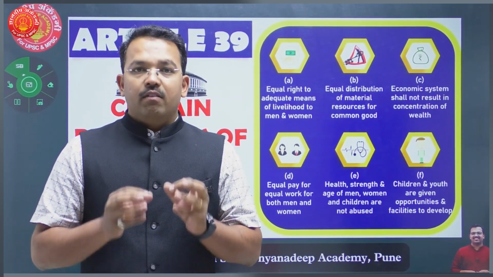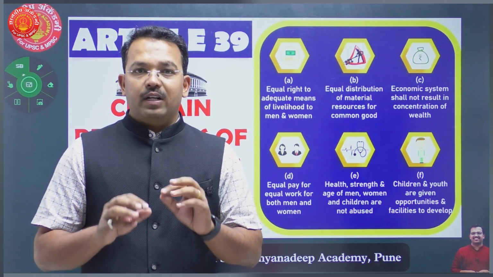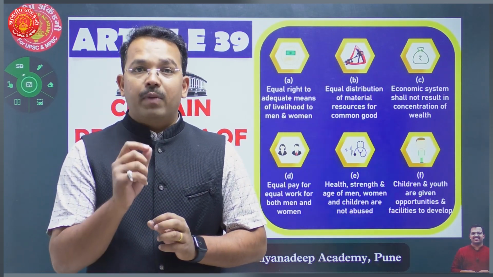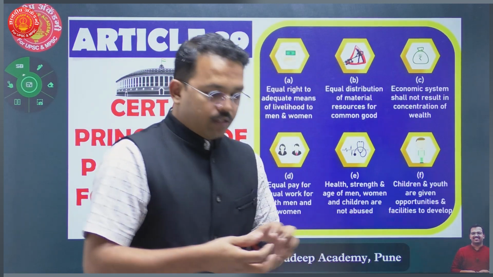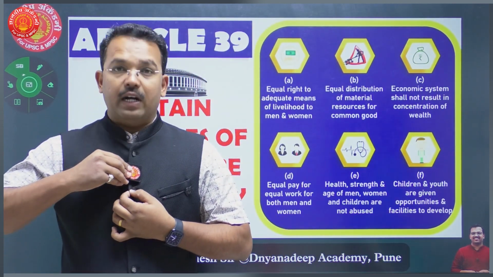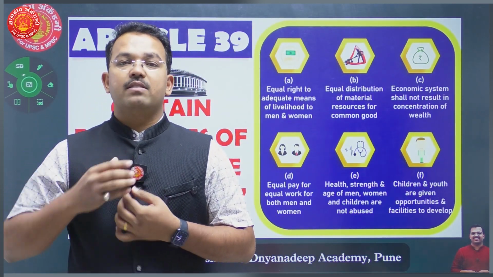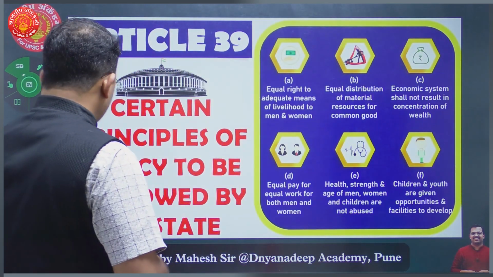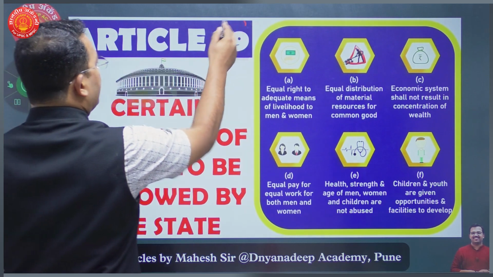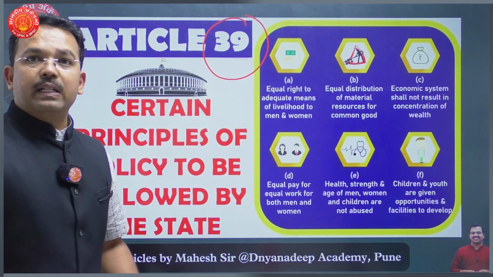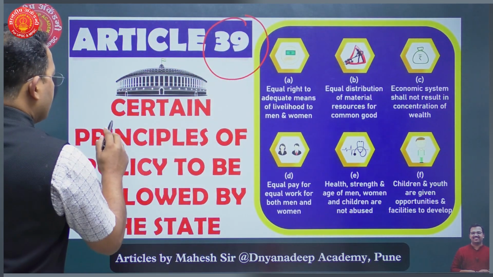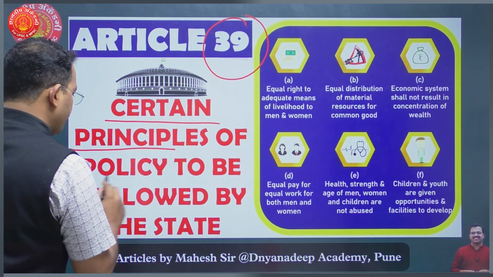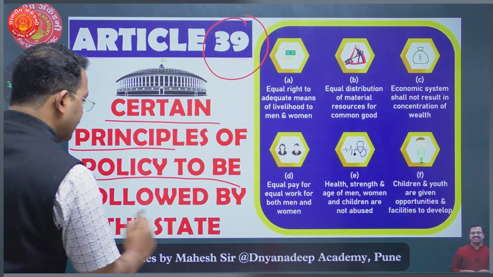In this series, we are going to discuss all important articles of the Indian Constitution one by one. So the first, or the most important, article in DPSP, that is Directive Principles of State Policy, is Article 39. Today we are going to discuss Article 39 of the Indian Constitution. So what is Article 39? In simple language, certain principles of policy to be followed by the state.